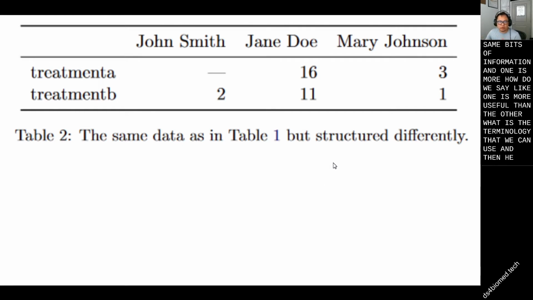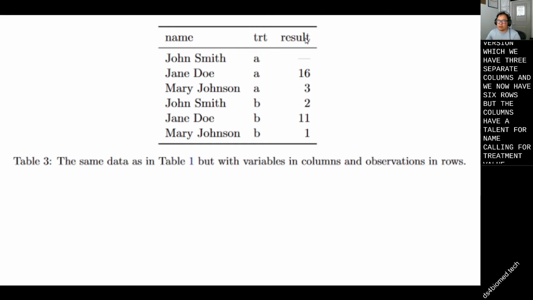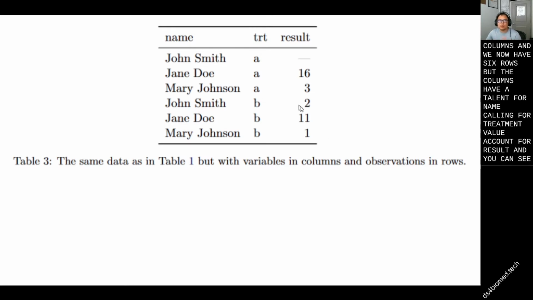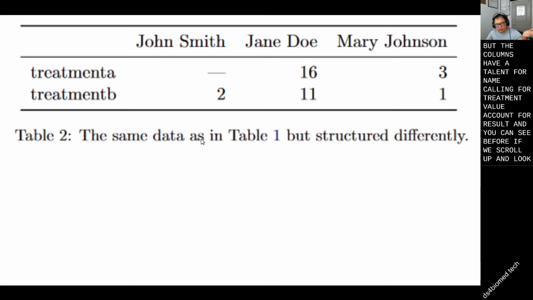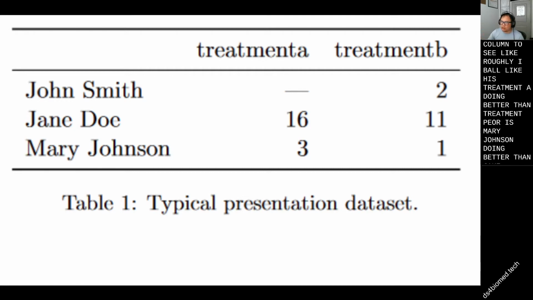And then he goes to show you another table that is this version, which we have 3 separate columns and we now have 6 rows, but the columns have a column for name, a column for treatment value, a column for result. And you can see before, if we scroll up and look at one of the other tables, it's really easy in the 2 other forms to look across a row or look down a column to roughly eyeball, like, hey, is treatment A doing better than treatment B, or is Mary Johnson doing better than Jane Doe, et cetera, et cetera.